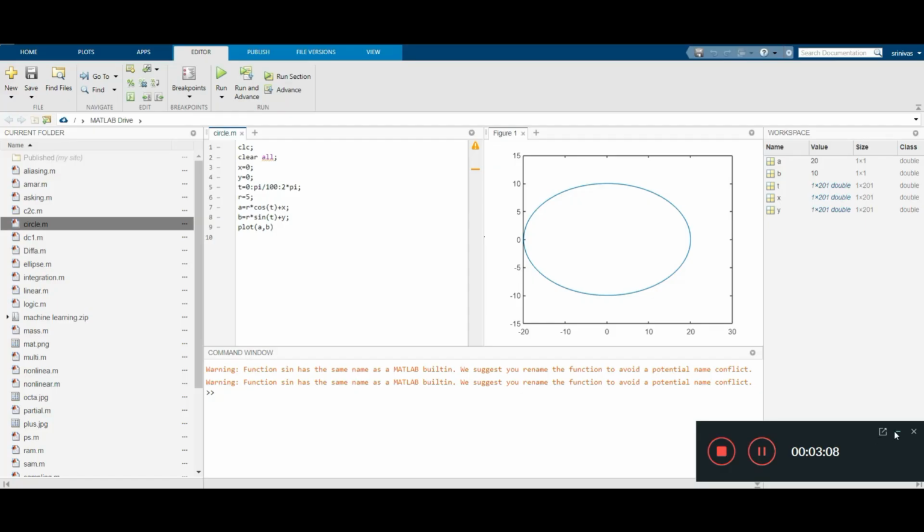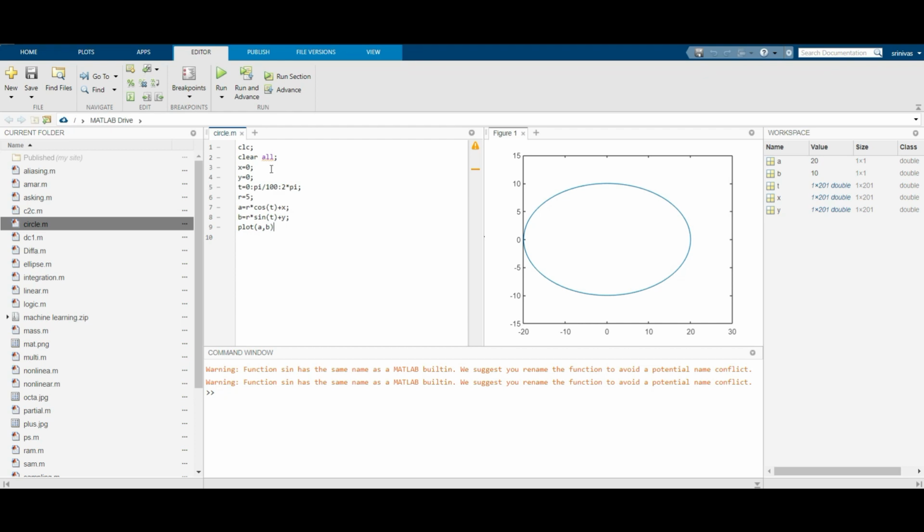Here the basic commands are clc and clear all, and I have chosen the center x comma y as 0 comma 0. I am also setting the range, taking theta from 0 to 2 pi radians for the circle, and I am considering a equals r cos theta plus x.